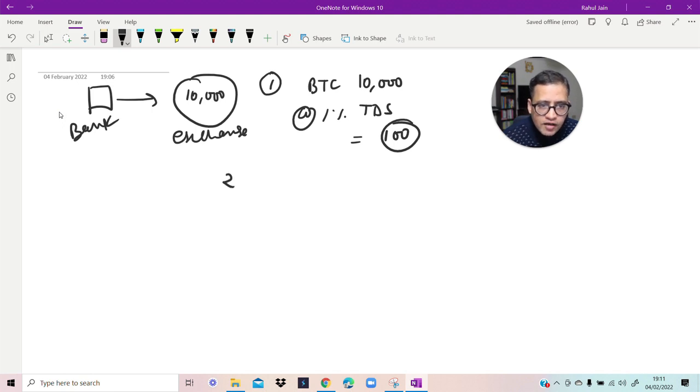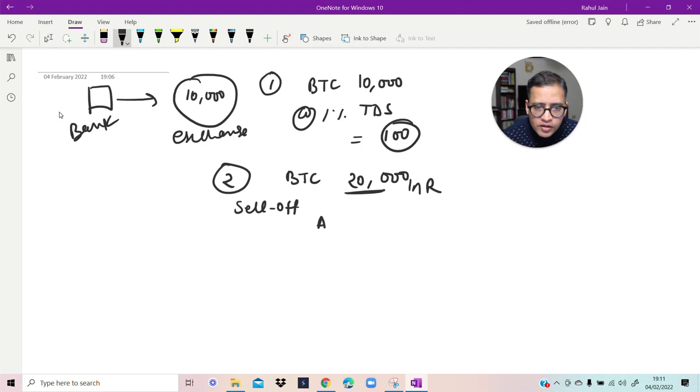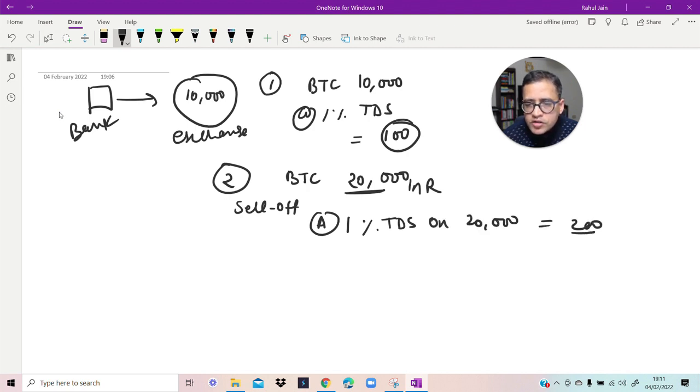Then the second event: let's say the Bitcoin price goes up, and now they want to sell off whatever Bitcoin they got. They are selling it and getting the money back in INR, 20,000 rupees. Now two things need to happen here. A, they will first have to pay 1% TDS on 20,000, which will be 200 rupees. Remember, TDS is on every transaction, whether it's a buy or sell.